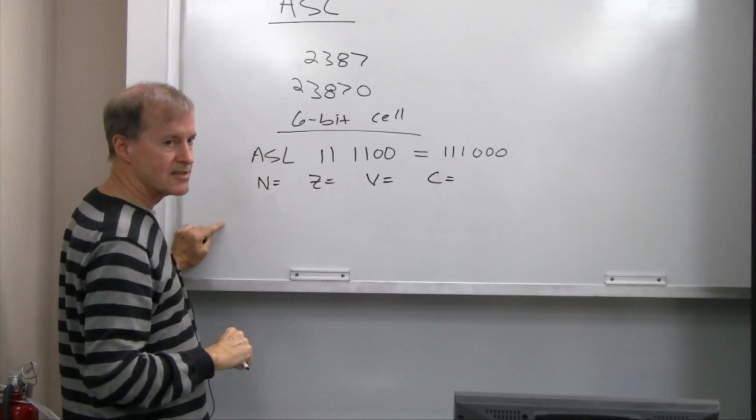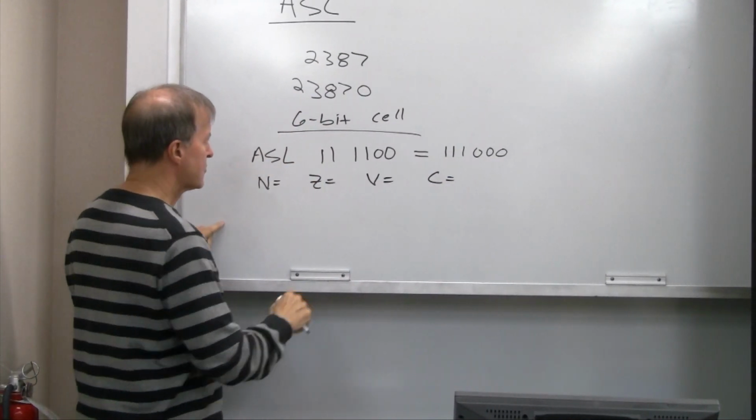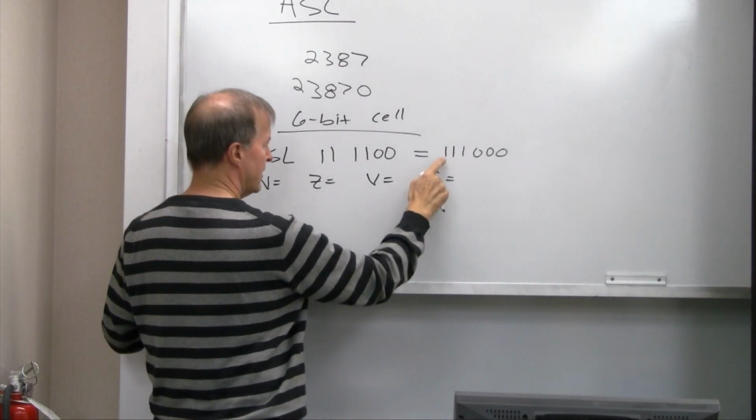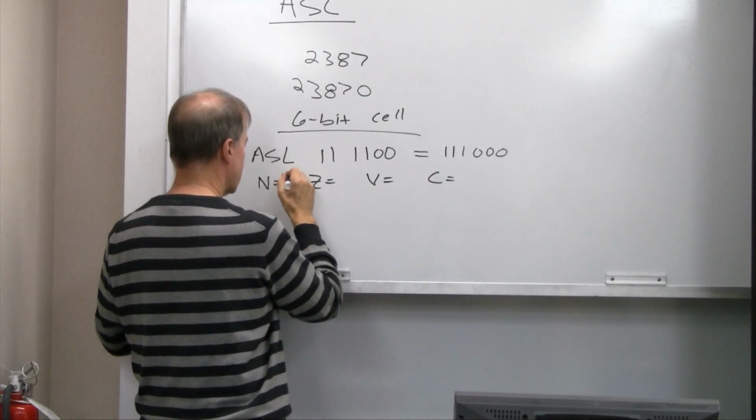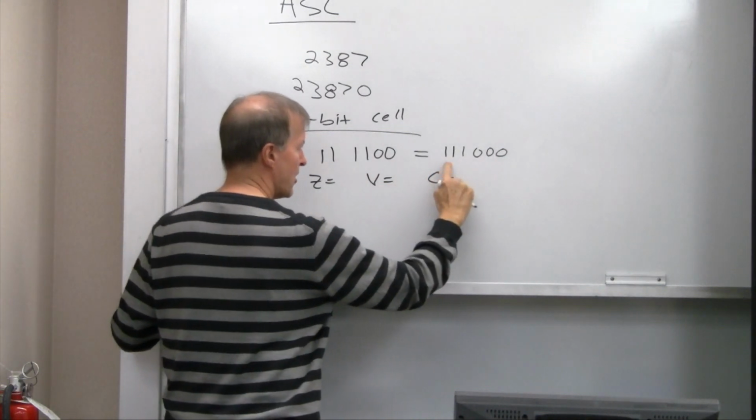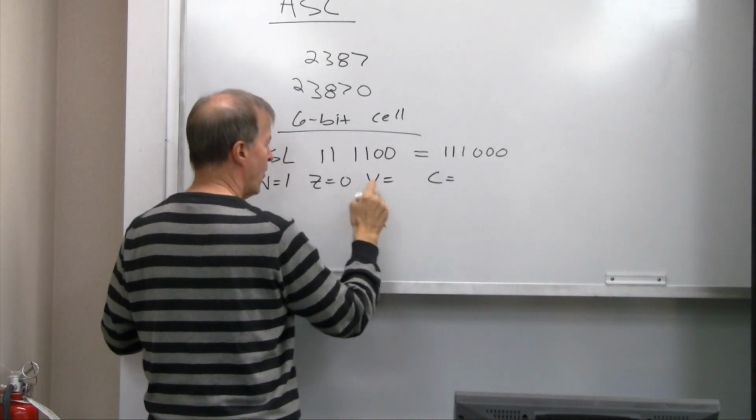N, Z, V, and C? So in the end, it's negative, right? So that's 1. Are these all zeros? No. Was there an overflow?